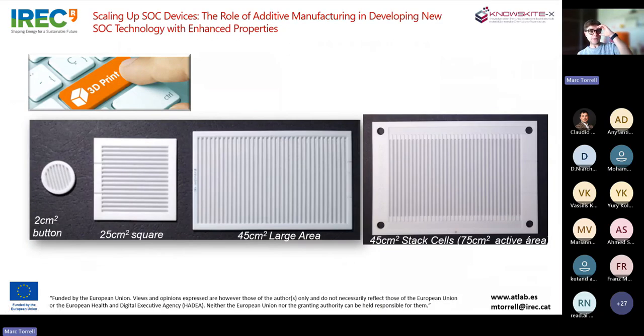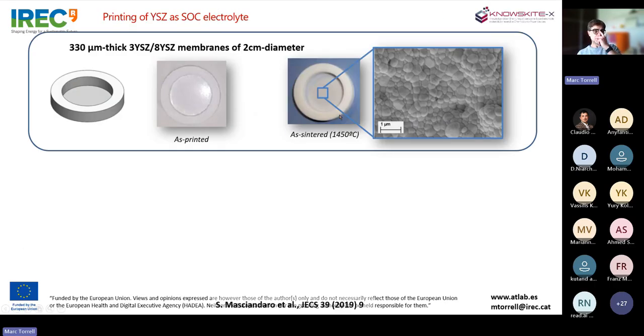Okay, so the idea today is to explain the process that we have been following for the scaling up of these solid oxide devices based on the use of additive manufacturing, and which have been the advantages and the challenges that we have been facing. So we start from the button cell to the stacking cell. At the beginning, we start with a very simple approach. What we wanted to prove is that our processing was able to generate electrolytes as good as the ones generated by conventional technology, by tape casting.